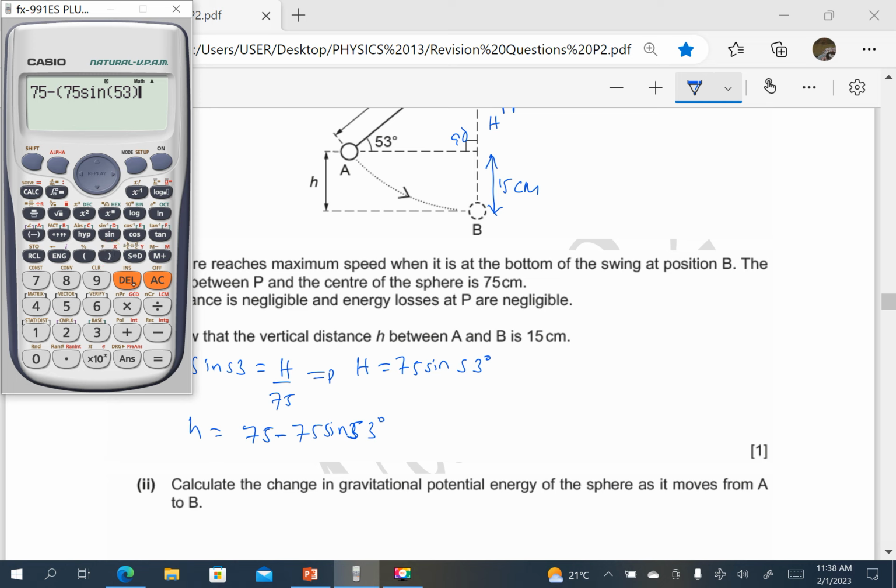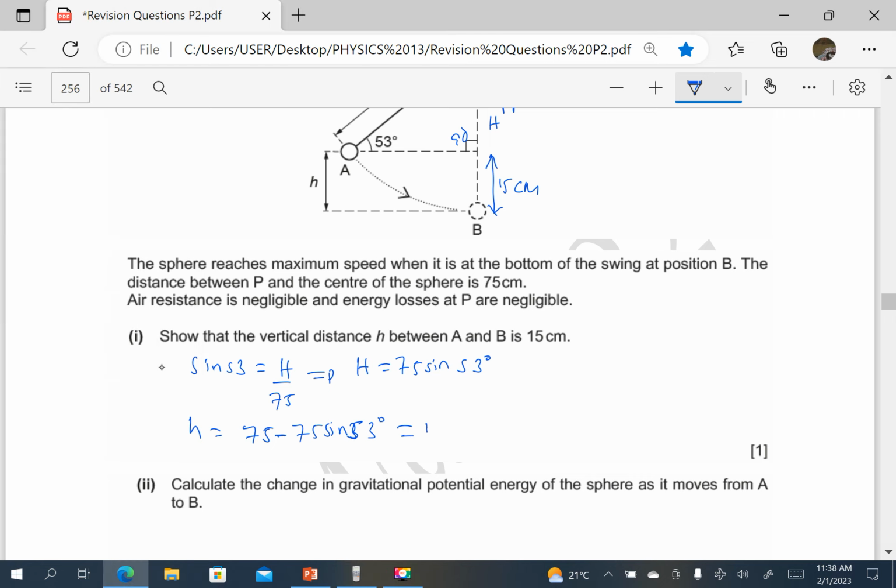Or you could use 37 degrees and find the same answer. So this is going to be 15.1 centimeters, which is approximately 15 centimeters.